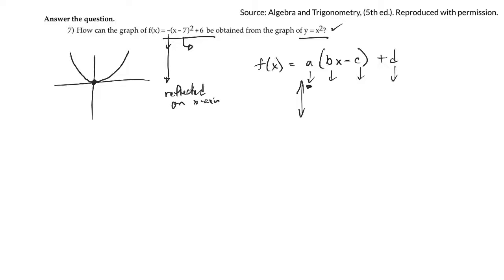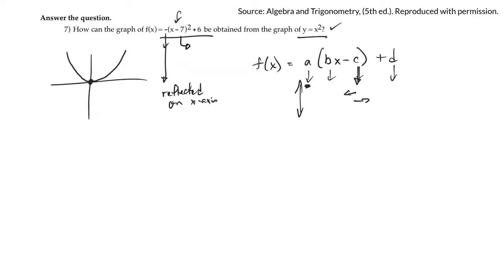And then the 7, that's in the C spot, and that's the thing that moves things to the left or to the right. Since the sign is negative, it's going to move it to the right. So that 7 is going to give me a right 7 movement. And then the 6 is in the D spot, and that's the up-down movement. So this one is going to move the graph up by 6 units.